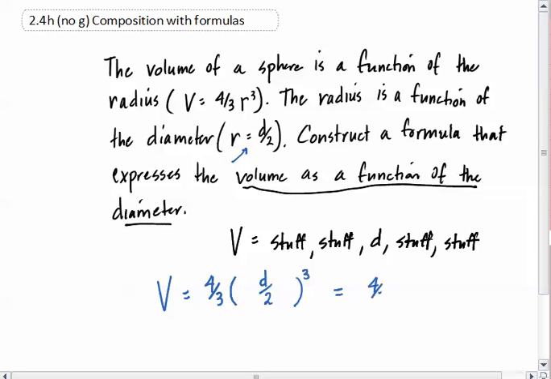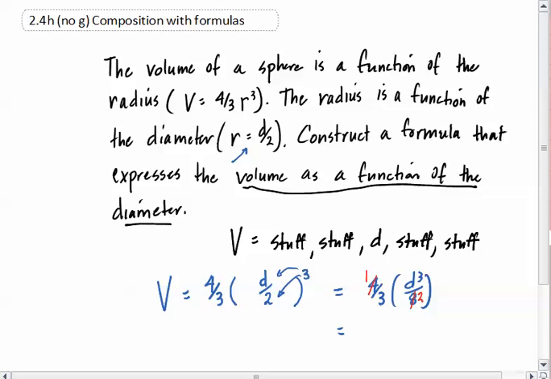We have 4/3 π, then d cubed over, now remember, the cubing happens to both of these, right? Both of these get cubed. So that's d cubed over 8. Now, I can continue to reduce, therefore I need to. So 4 goes into these two things. 4 goes in there once, 4 goes in there twice.